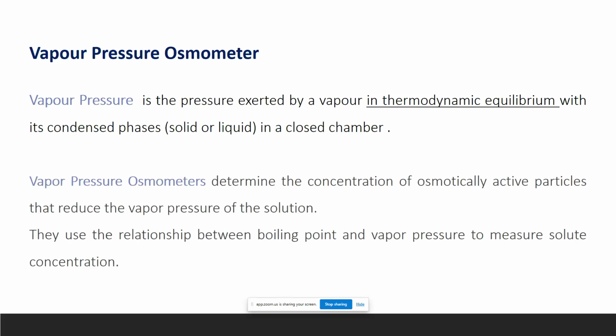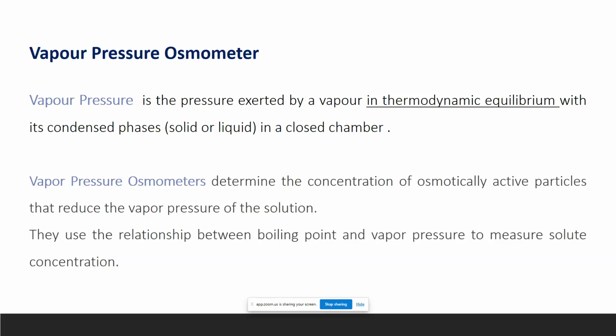Vapor pressure osmometers determine the concentration of osmotically active particles that reduce the vapor pressure of that solution. They use this relationship between boiling point and vapor pressure to measure solute concentration. Boiling point is when the atmospheric pressure equates to the vapor pressure. As the temperature rises, the vapor pressure overcomes atmospheric pressure and the vapor ensues. A substance with a high vapor pressure at normal temperature is considered to be volatile.